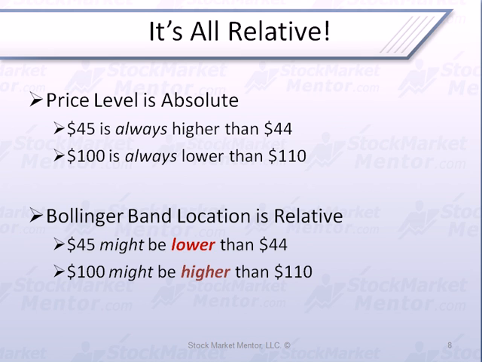Bollinger Bands are different. $45 actually might be lower than $44. $100 might be higher than $110. Why? Because we're gauging high and low relative to the Bollinger Bands. What's high relative to the Bollinger Bands? What's low relative to the Bollinger Bands? On an absolute basis, it's just easy. Count from 0 to whatever you're at, and the number that you come to sooner is lower. Okay, it's really easy. So we're really talking about relative here. What are prices relative to these Bollinger Bands?